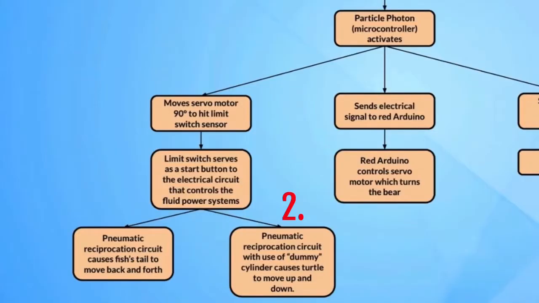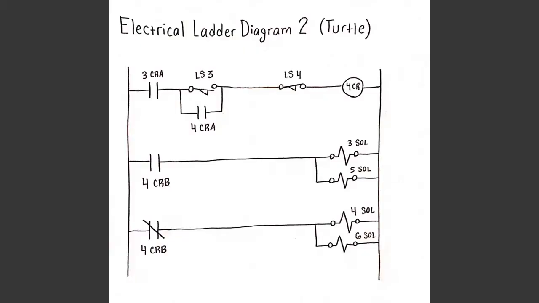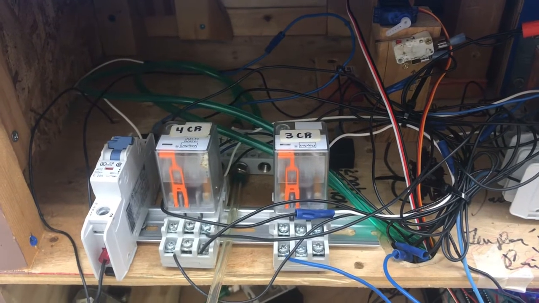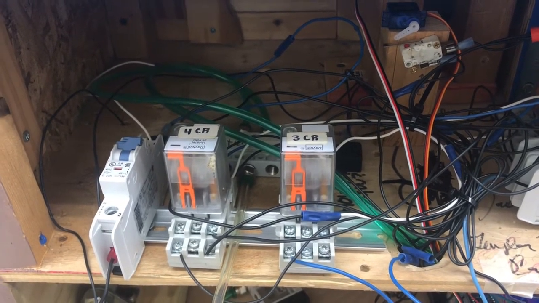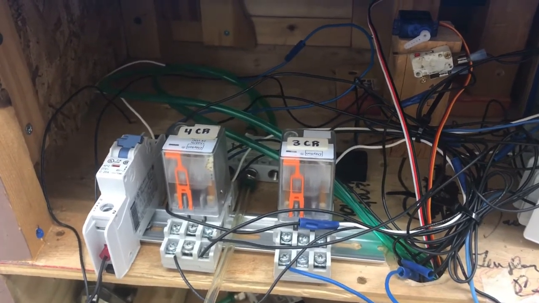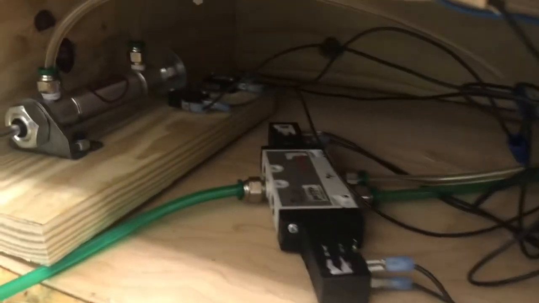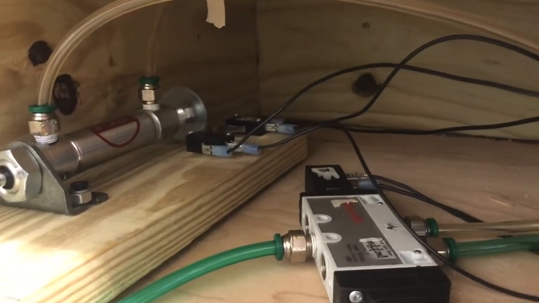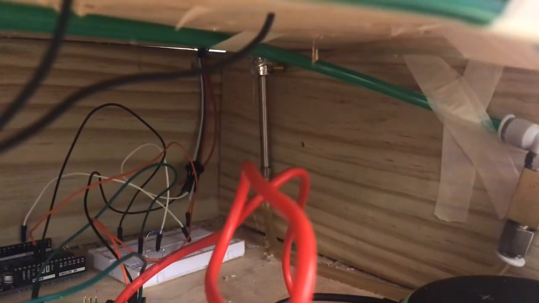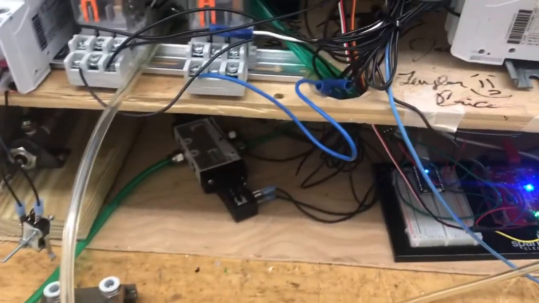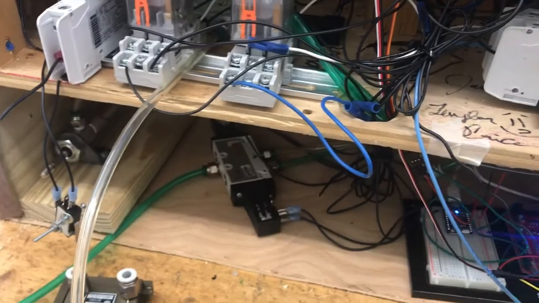Our second circuit controls the movement of the turtle. This is the ladder diagram for our second circuit. Our second circuit, to move the turtle up and down, is also a reciprocation circuit. This circuit uses a dummy cylinder to control the movement of a smaller cylinder, which causes the turtle to move up and down. We decided to use a dummy cylinder so that we would not have to mount limit switches on top where the turtle is located.